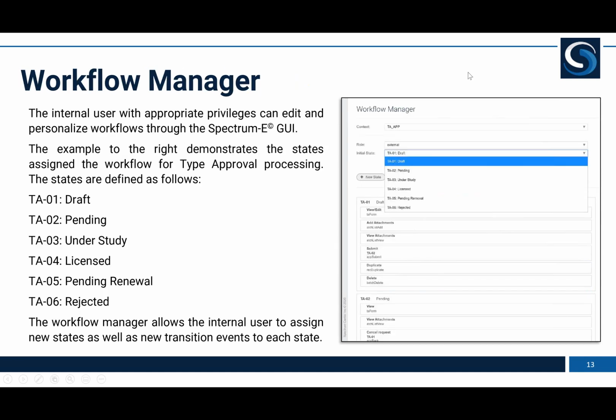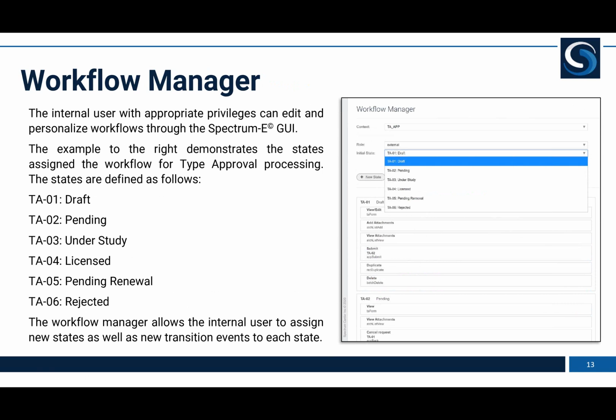And the system also includes a workflow manager, and the workflow manager is similar. In the case of type approval, the type approval workflow that's included by default in the system is composed of roughly 6 states. And you can see them listed here: draft, pending, understudy, licensed, pending renewal, and rejected.